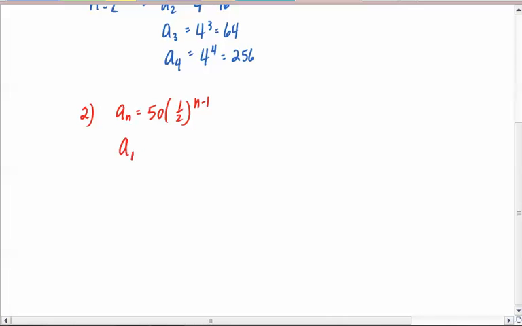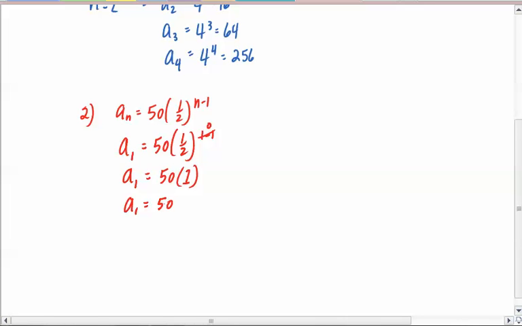So I'm going to say a sub 1 would be 50 times a half to the 1 minus 1. Well, we know that that's a 0, and we know also that anything to the 0 power is 1. Now, the only thing that's being raised to the 0 power is the 1/2. So what I end up with is a 1 there. So a sub 1 is 50.